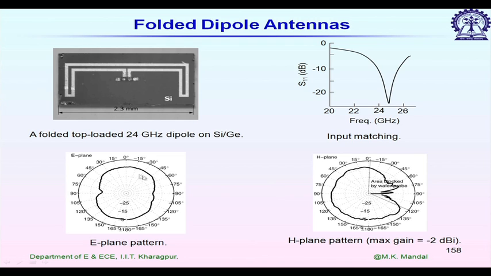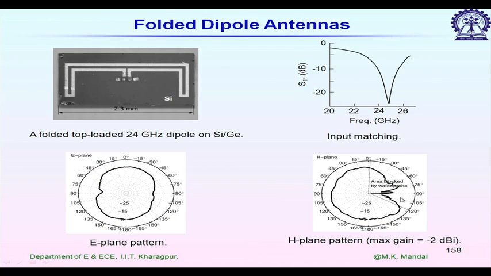It has a good E plane radiation pattern and H plane radiation pattern. The typical gain obtained is -2 dBi. For an isotropic antenna, if it is lossless, ideal condition, the typical gain is 0 dB, and for a dipole antenna it is 2.15 dB, and for most of the antennas fabricated on chip, it is below 0 dB. This is due to the increased loss from the antenna structure.